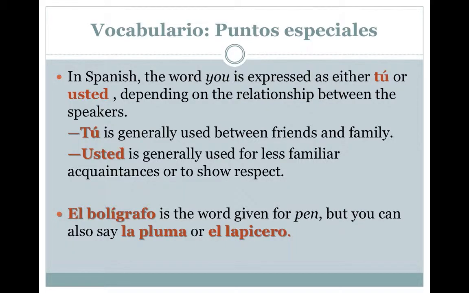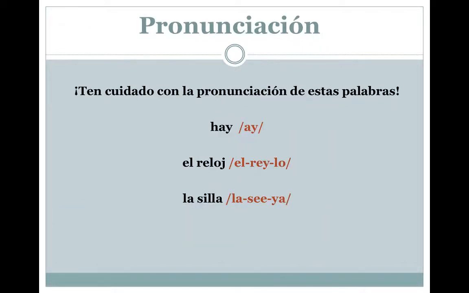We did talk about this a little bit. There are two ways to say you in Spanish. Again, you have tú, the informal way of saying you, and you have usted, the more formal way. You use tú typically between your friends and your family. You use usted with people to whom you want to show respect, sometimes just acquaintances, teachers. So we've already talked about that.